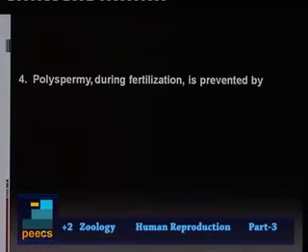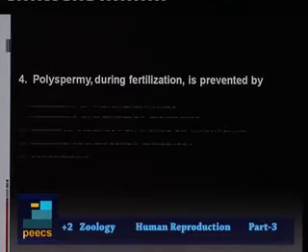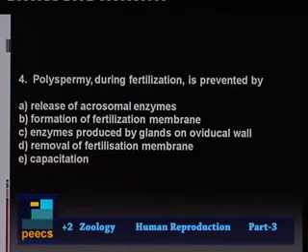Now coming to question number 4, it is about polyspermy. Polyspermy during fertilization is prevented by, options are: A, release of acrosomal enzymes; B, formation of fertilization membrane; C, enzymes produced by glands on oviductal wall; D, removal of fertilization membrane; and E, capacitation. You know, polyspermy is entry of more than one sperm into an ovum, but it will be prevented by some reactions happening on the zona pellucida, as well as some changes happening within the cytoplasm of the ovum after entry of the sperm. Altogether we can call it activation of the ovum.